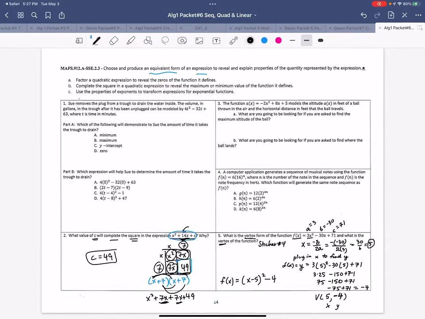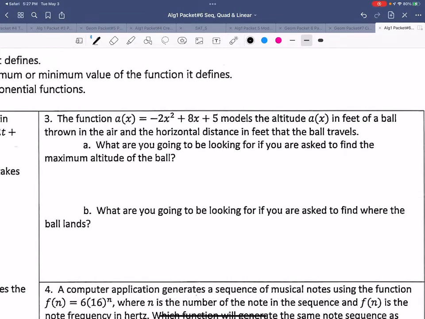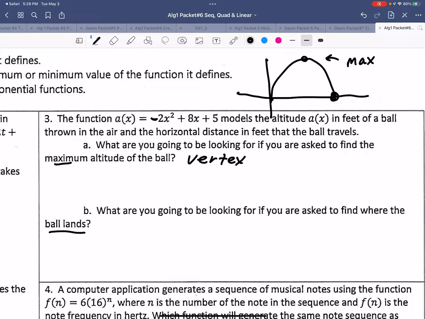What else could we do here? I think number 3 looks kind of like what we did. So it says, if the model is thrown in the air, and this is a frown, so it means I threw something in the air. So this would be my max, right? What is the altitude if it's thrown in the air? What are you going to be looking for if you're asked to find the maximum? I'm looking for the vertex, right? What are you going to be looking for if you're asked to find where the ball lands? So I guess this would be x, when the ball lands.